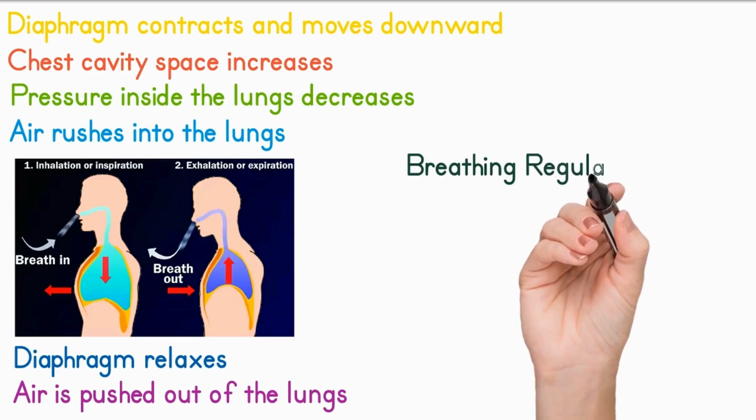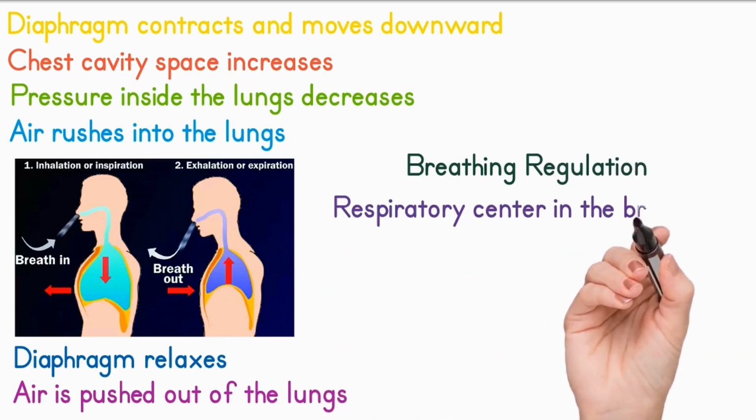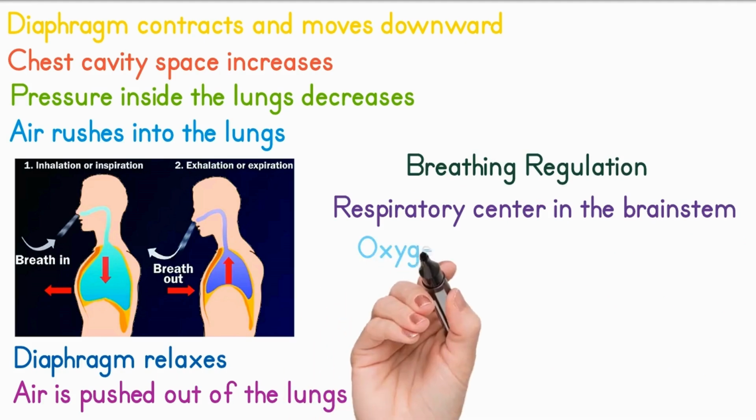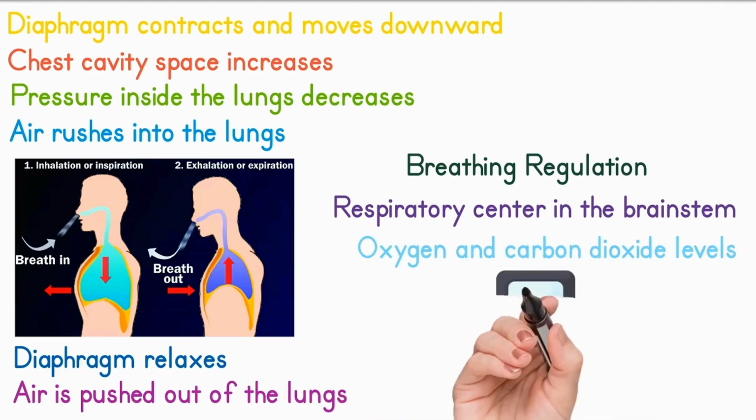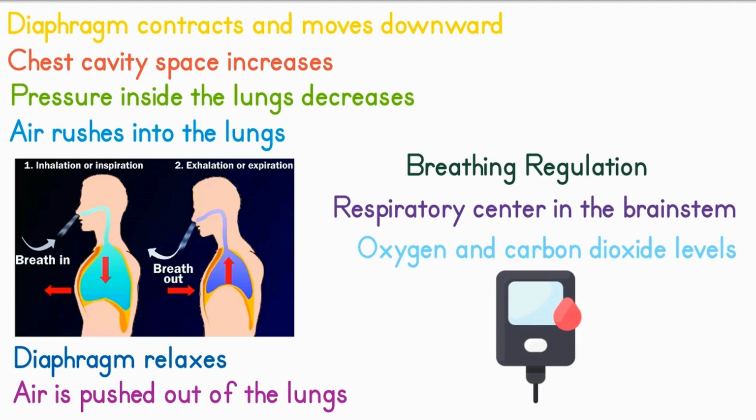Our breathing is regulated by the respiratory center in the brainstem. It monitors the levels of oxygen and carbon dioxide in our blood to ensure that our bodies receive an adequate supply of oxygen and remove excess carbon dioxide.